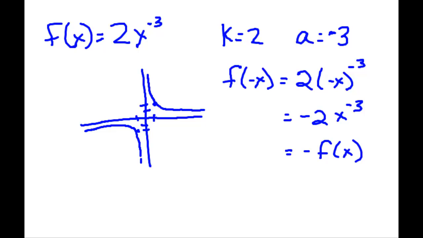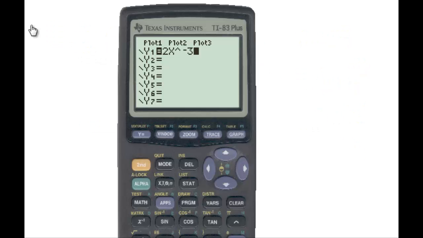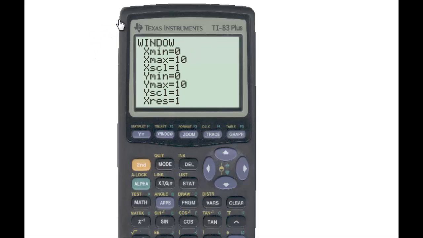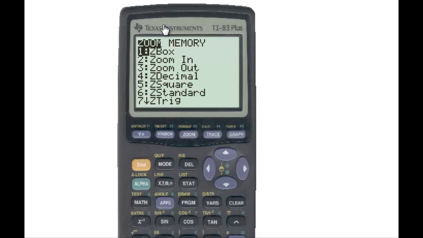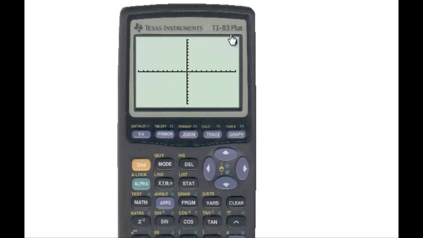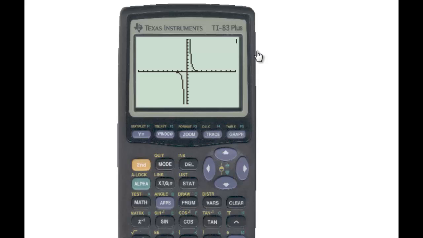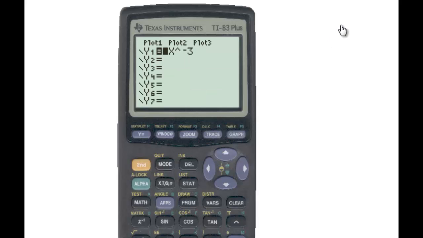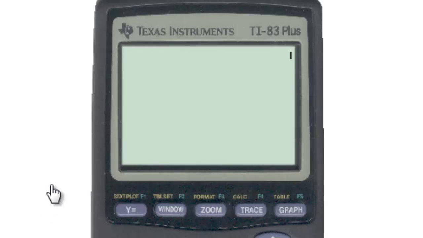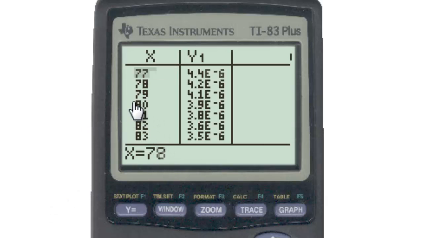And let's check that on our calculator. We'll put in 2x to the -3. We need to change our window back to standard. And graphing it, and there it is. It's hard to tell on this that it is asymptotic. If we look at the table, you'll actually be able to see that it is not touching the 0.